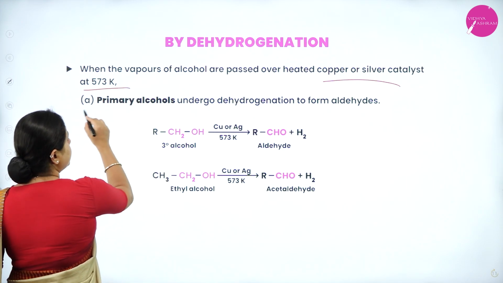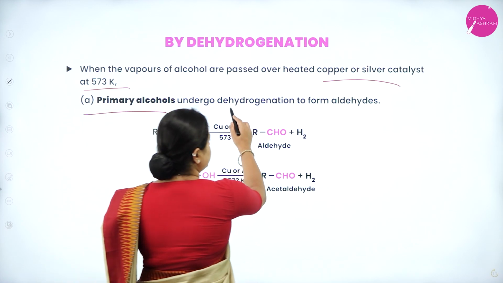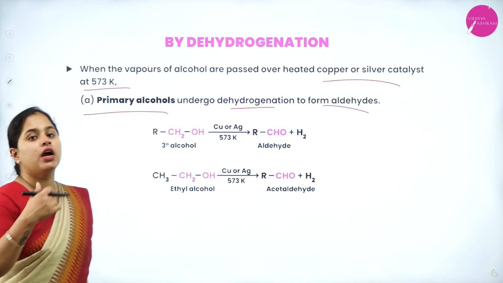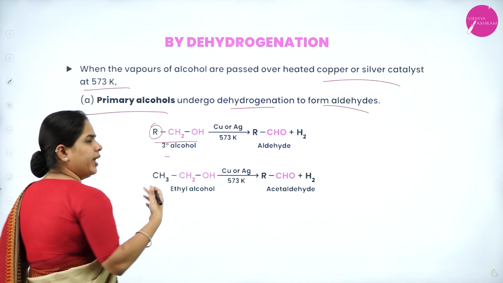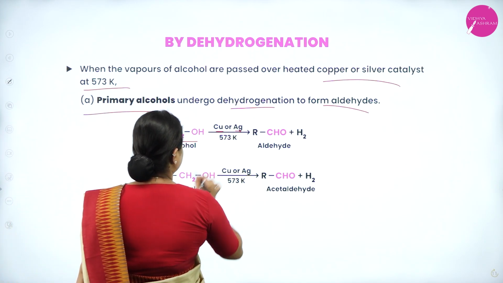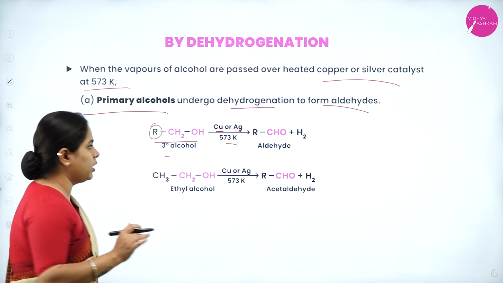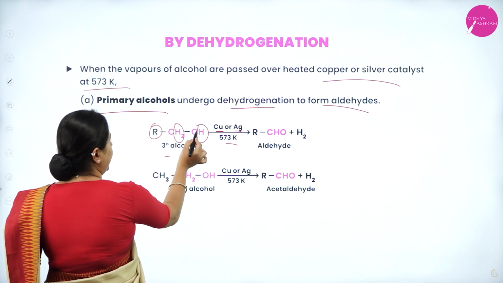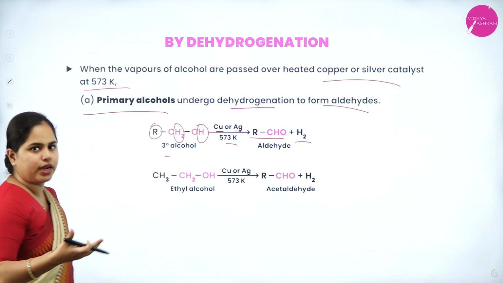If we are using a primary alcohol, it undergoes dehydrogenation to form aldehyde. So, primary alcohol undergoes dehydrogenation to form aldehyde, right? So RCH2OH, so this R can be anything, CH3, C2H5, any alkyl group. So in presence of copper or silver at 573 Kelvin, what is going to happen? As discussed, hydrogen is going to be removed. One hydrogen from here, one hydrogen from here. So what you will get? RCH, and this will be a double bond, okay? RCHO, and hydrogen will be removed. So you will get an aldehyde.